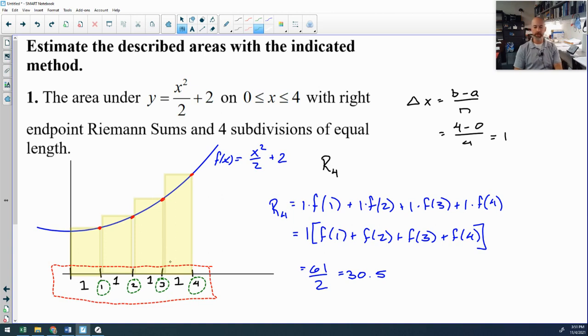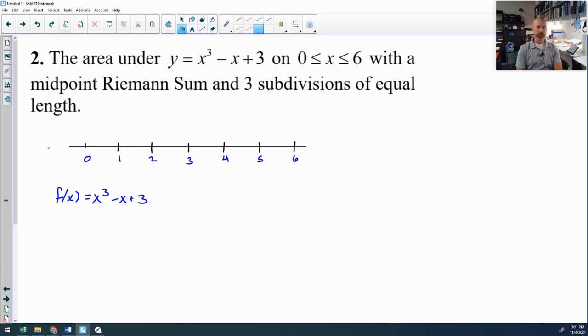That's how you're going to determine how to set up your Riemann sum. Having an accurate graph really isn't necessary. So on this one, I'm being really lazy. All I have is my x-axis. We're looking at this function from 0 to 6, and I want to do 3 subdivisions of equal length.